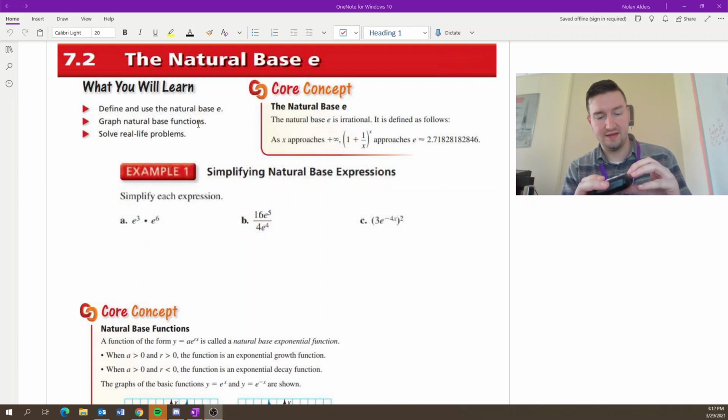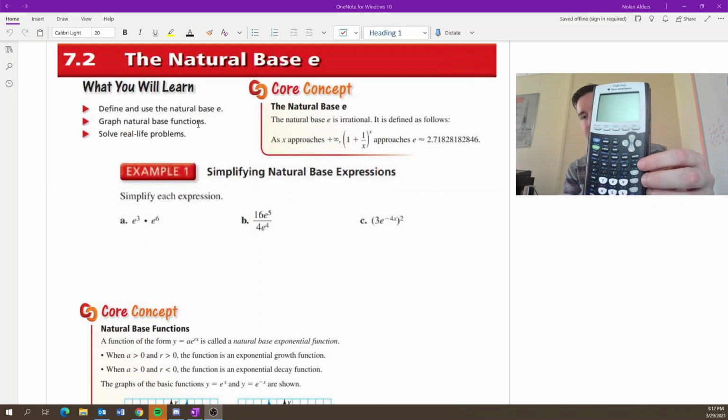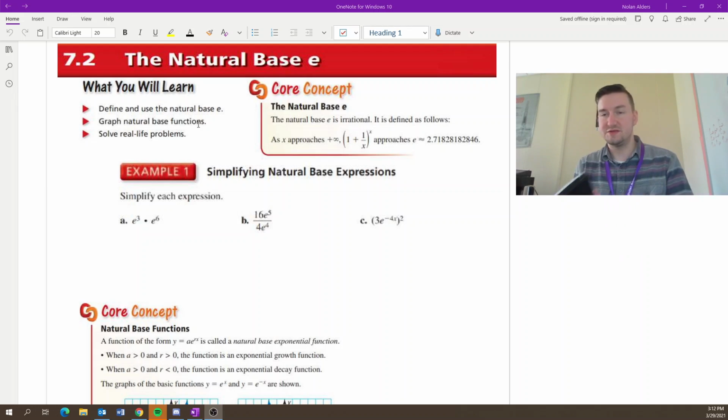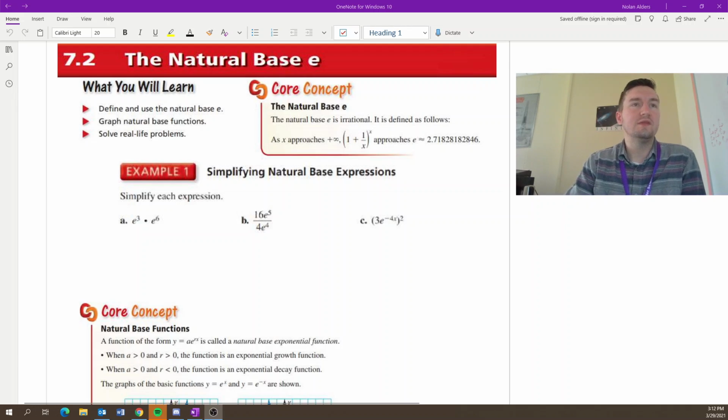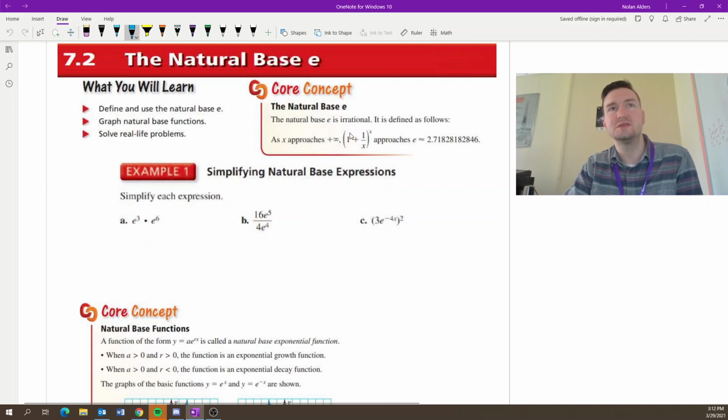First of all, there's a button on your calculator for the natural base e. If you have a TI-83 or 84, it's right here underneath the little caret button on your calculator, and it just shows a little e there. So let's look at what e is. e is an irrational number, much like pi. It's approximately equal to 2.7. So just like pi is 3.14, e is approximately equal to 2.718.